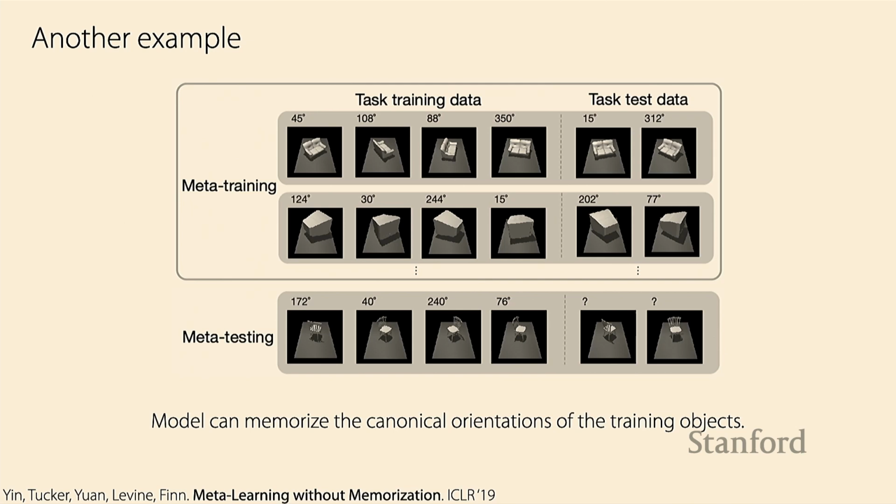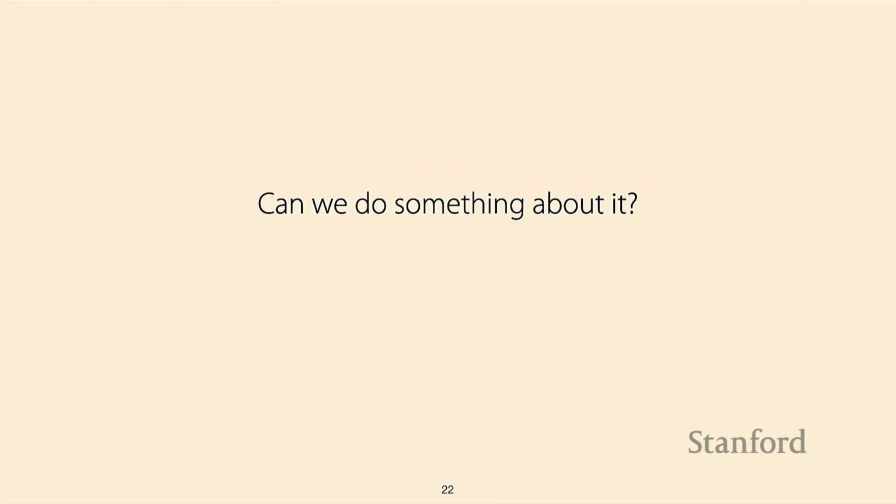Cool. So this is another example where memorization can occur. In this case, it would memorize the canonical orientations of the objects seen during meta-training, and it wouldn't be able to figure out what the canonical orientation of the new objects are, because it didn't actually learn to pay attention to the support set. Cool. So do people agree that this is a problem? Cool, OK. More or less.